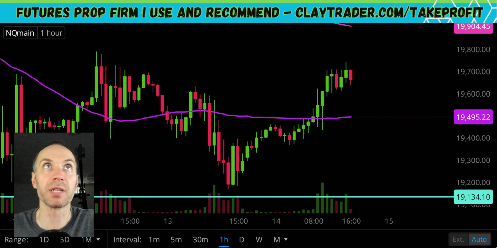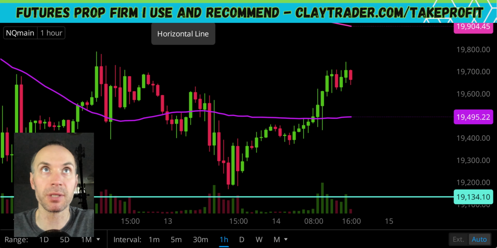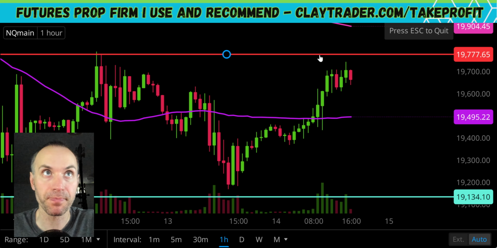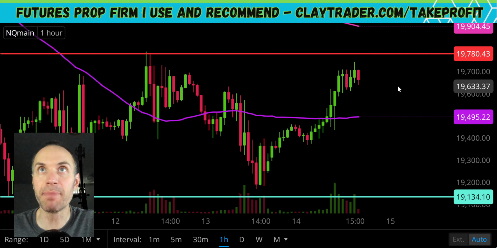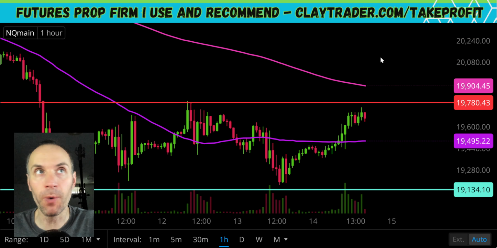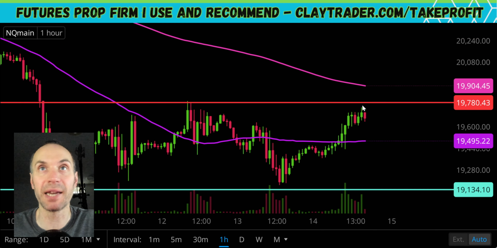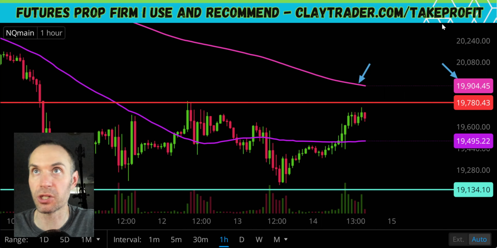In terms of areas of resistance, key battleground now, it seems moving into the next session, right up here at these highs of about 19,780. But even if the price pushes up through there, I wouldn't get overly excited about it, because not that far away, you then have the 200 period moving average, that pink line looming overhead, right now valid at the 19,900 mark.